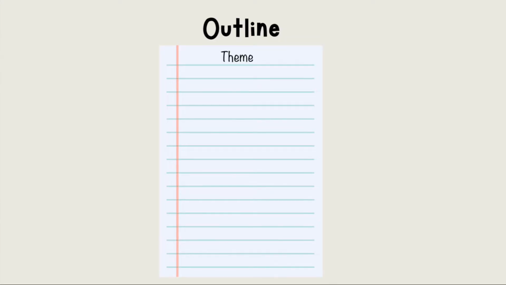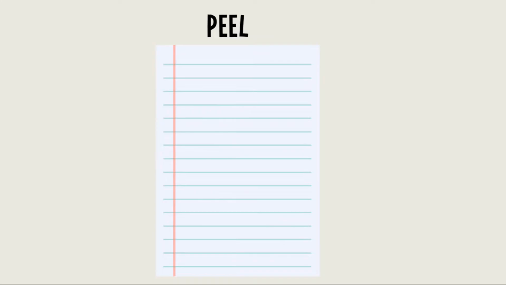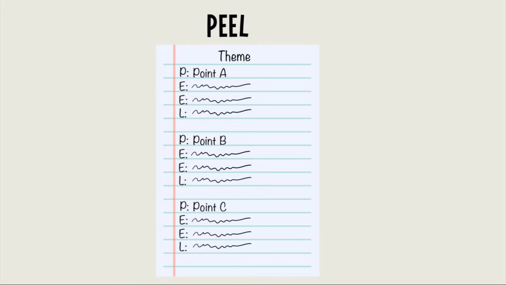An outline is also pretty straightforward. I would write the theme at the top of the page, and then I'll list out all my main points plus all the subpoints beneath each main point. You can also arrange your points using the PEEL structure. So again, I'll start off by writing the theme at the top of the page, and then I'll write my main points. And below each point, as subpoints, I would use the P, E, E, and L.